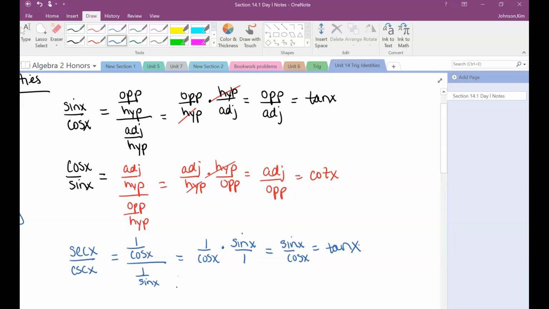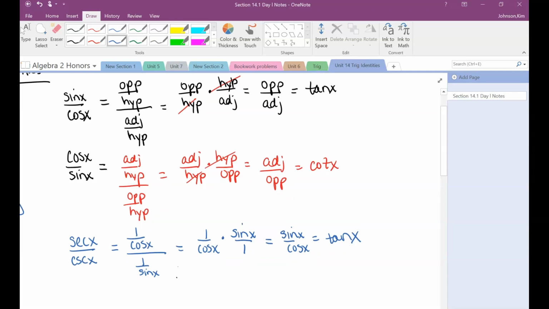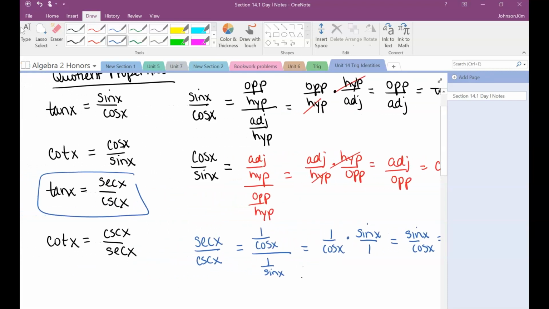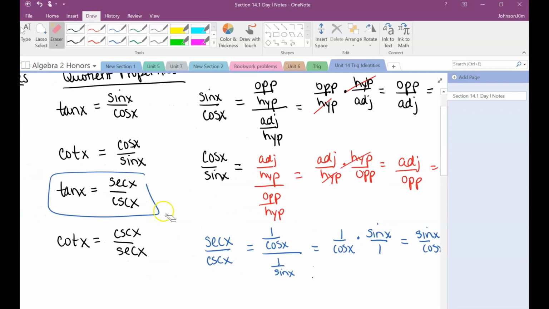It's not the only way you can do that proof, it's just one way. Similarly, I'm going to let you guys work through showing that cotangent of x equals cosecant of x over secant of x. You should try that on your own. Just make sure that you're getting some familiarity with manipulating these functions.